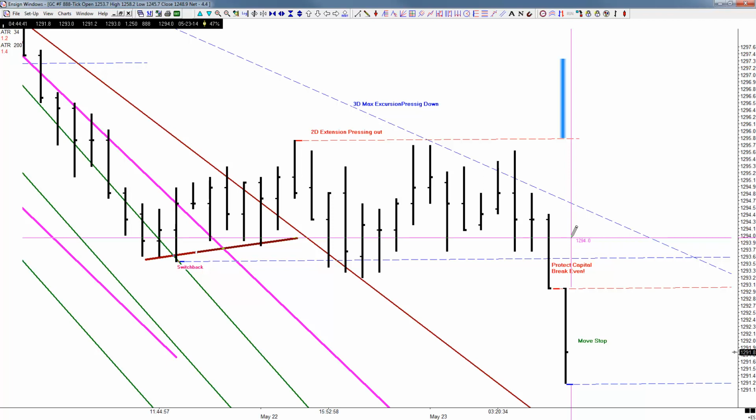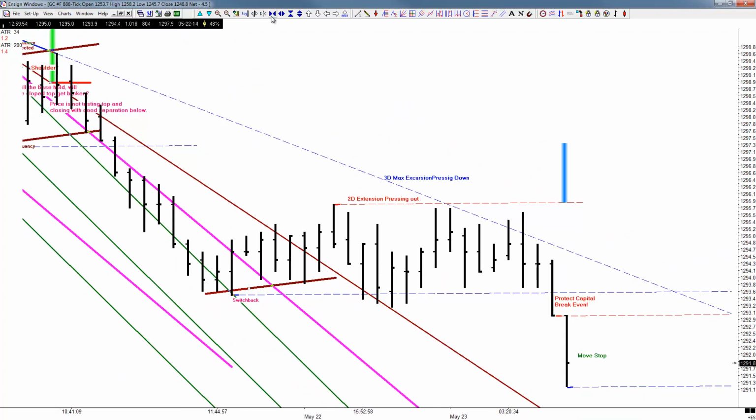Yep. Can you make that chart smaller? Sure. I'm going to widen it right back out, but I'll go ahead and do it for you right now.